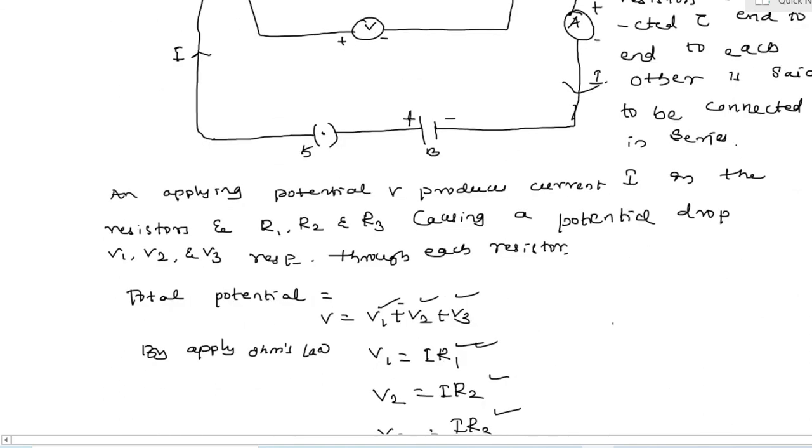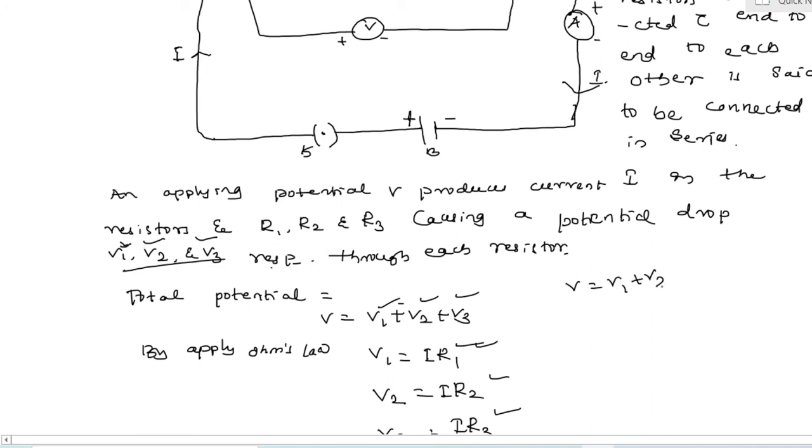Observe here the derivation. Applying potential difference V produces current I in the resistors R1, R2 and R3, which are connected in series. They cause a potential drop, with potential differences V1, V2 and V3 in the voltmeters. These three are termed as what? Potential differences respectively through each resistor. Total potential difference V is equal to V1 plus V2 plus V3.